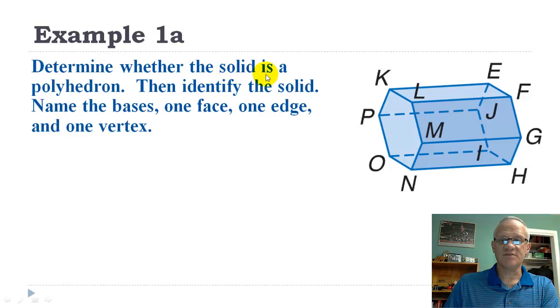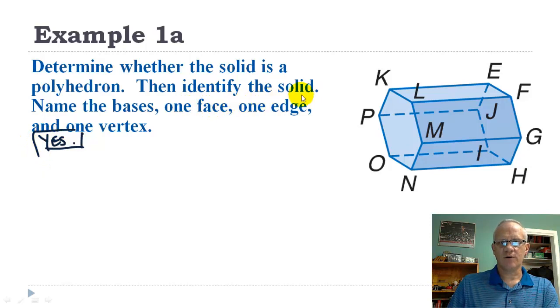So first of all, is it a polyhedron? Remember, a polyhedron is made up of only flat spaces, or flat surfaces. So if you look at the different sides, these are all just flat surfaces. So yes, first of all, this is a polyhedron.